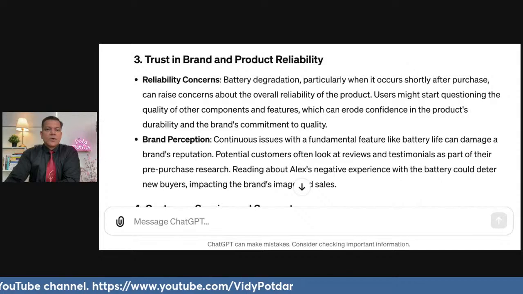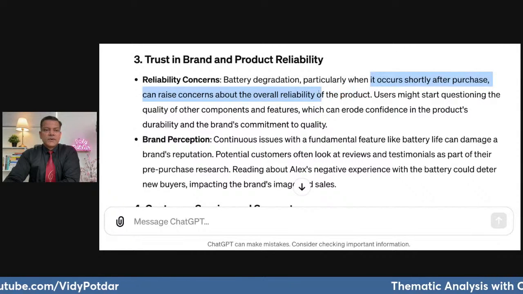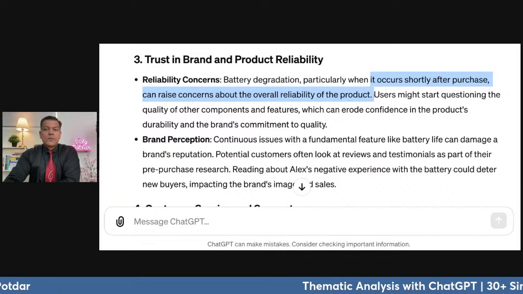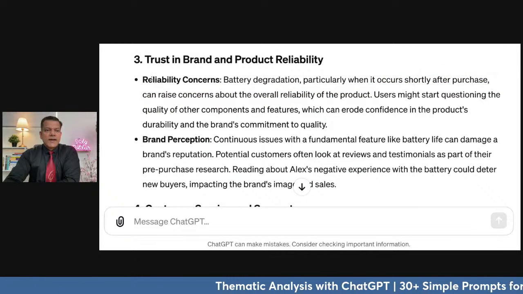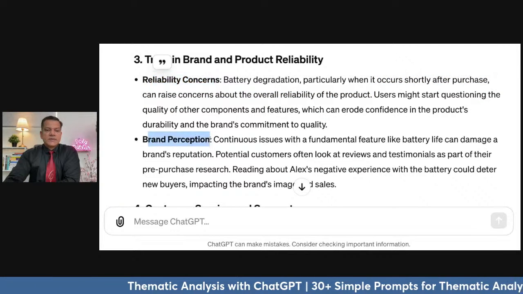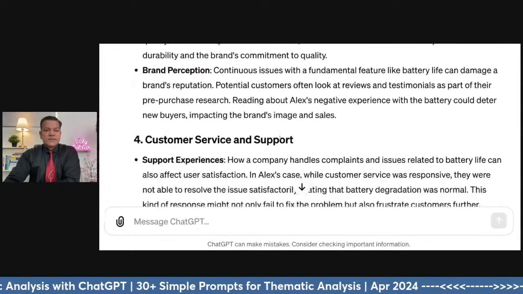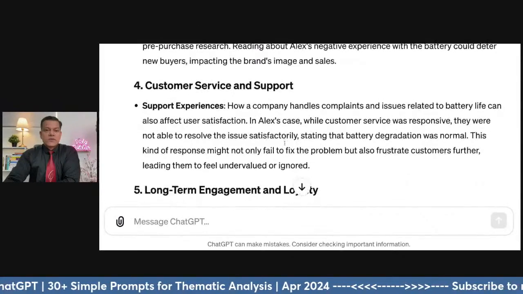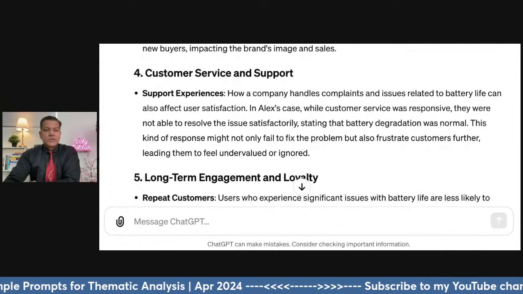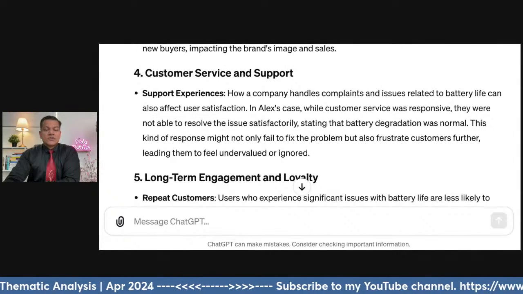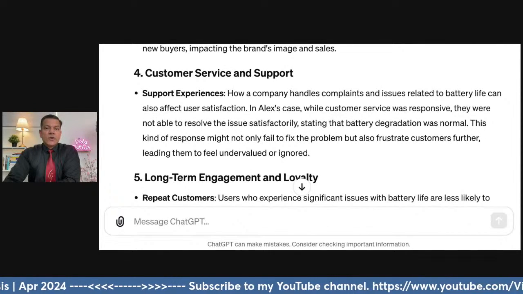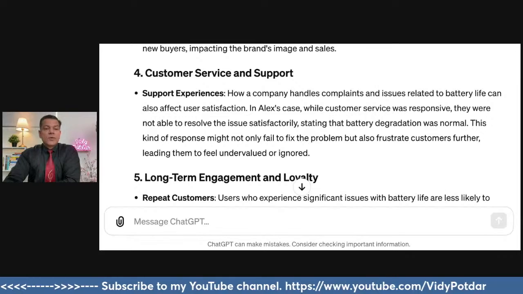Trust in the brand and product. Reliability: battery degradation, when it occurs shortly after purchase, can raise concerns about the overall product reliability. So we have identified reliability concerns. Brand perception: what do people think about the brand after this experience? Also the same with customer support experience. Although they were responsive, they did not assist or resolve the issue. And maybe that is going back to the core problem with the product itself.